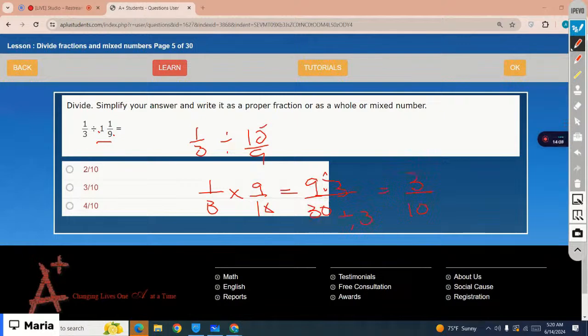Got it now? If you still have any question, you can ask. The correct option is 3 by 10. Okay, you can complete the lesson by yourself later. Let me just move on to the next lesson.